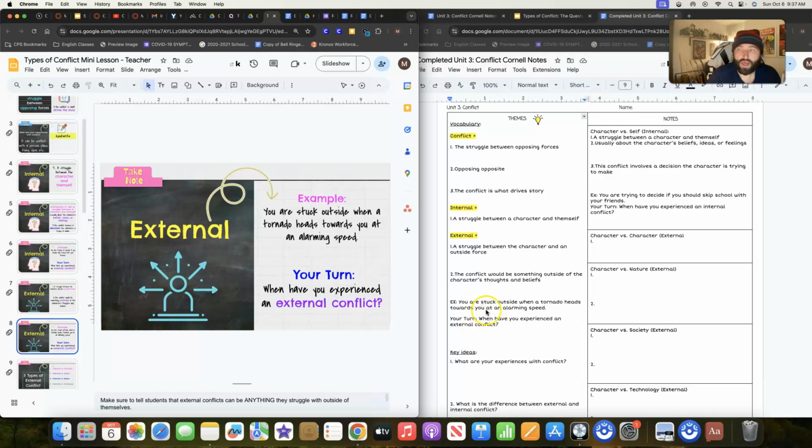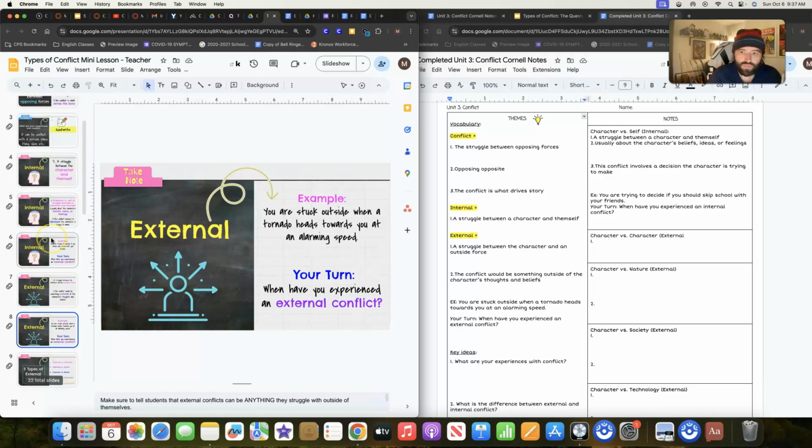Okay, so with this again, you are stuck outside when a tornado hits or heads towards your house at an alarming speed. That is character versus nature. You are physically fighting against a tornado. Now, you're not going to be able to ever defeat a tornado, but you have to make a decision to make an effort to try to escape that tornado. So go ahead and pause the video and think about when you have experienced an external conflict.